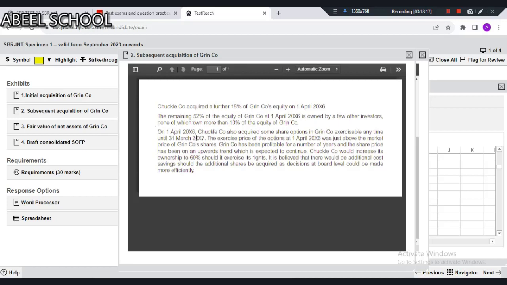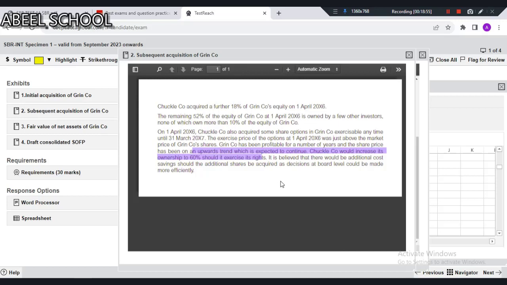On 1st April X6, Chakal Company also acquired some share options in Green Company, exercisable anytime until 31st March X7. That's very important now. The exercise price of the option at 1st April X6 was just above the market price of Green Company shares, which means right now the option is out of the money because the exercise price is more than the current share price. Green Company has been profitable for a number of years and the share price has been on an upward trend, which is expected to continue. Chakal Company would increase its ownership to 60%.